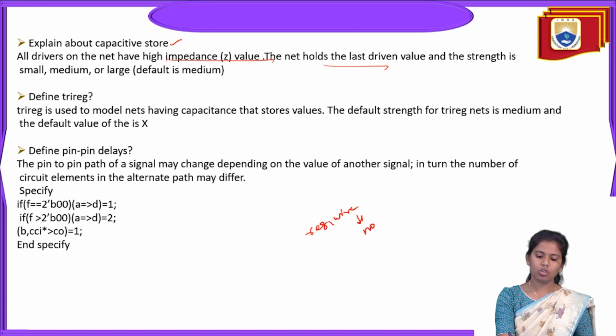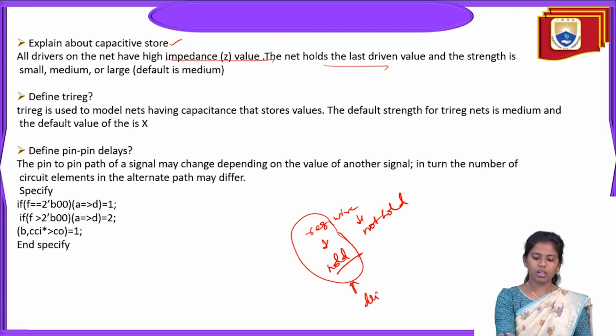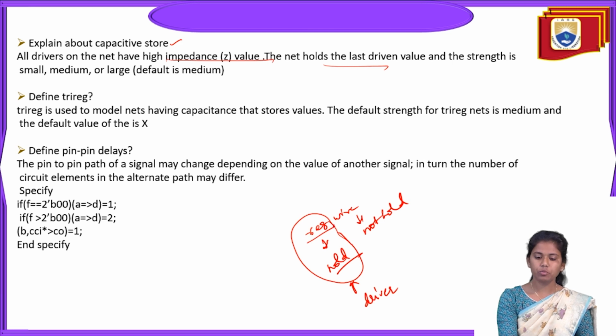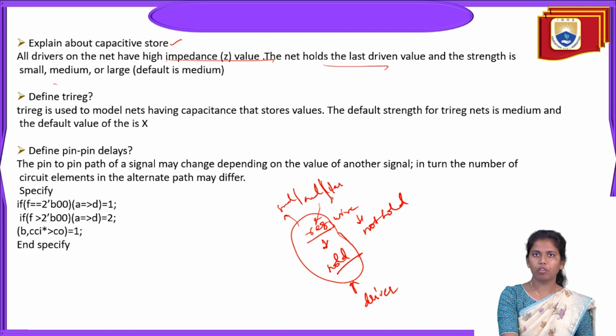Where wire does not hold the information, reg holds the information. So this reg holds. The capacitive store is nothing but the driver, whichever is holding a particular element, be it a net called wire or reg. That means it holds the last value and the strength of this reg. The strength of this reg could be either small, medium or large. By default, we say that the proper signal is at a medium level.